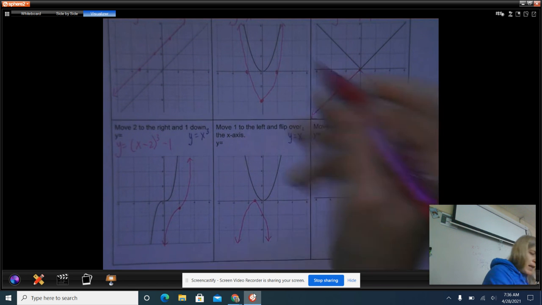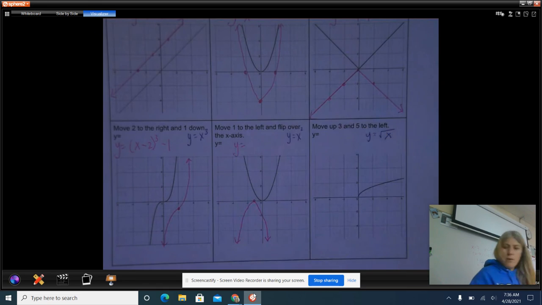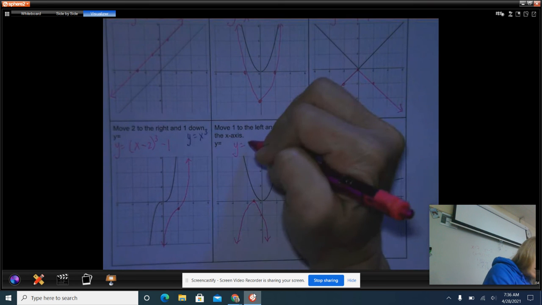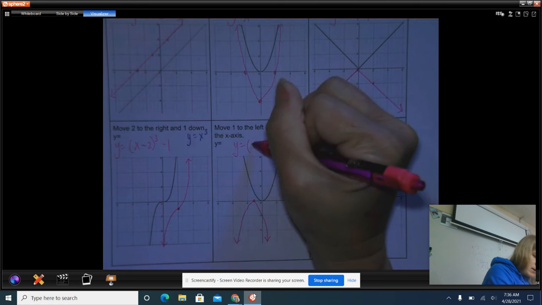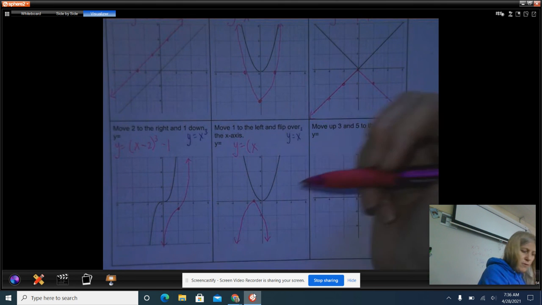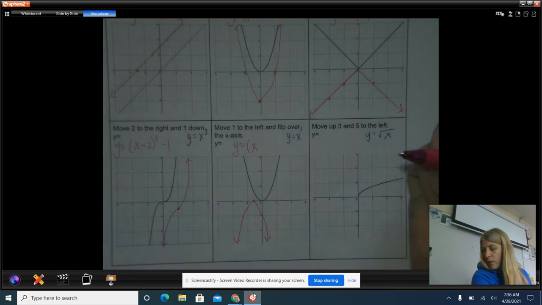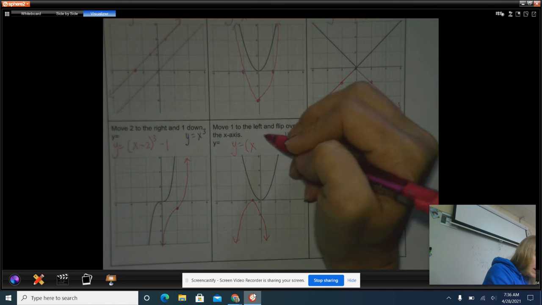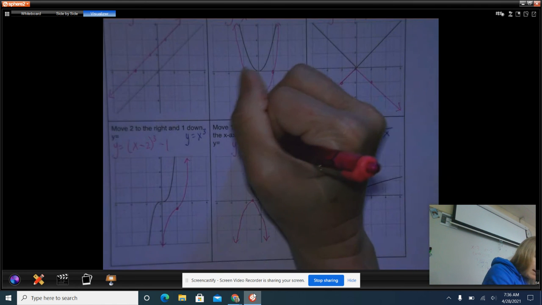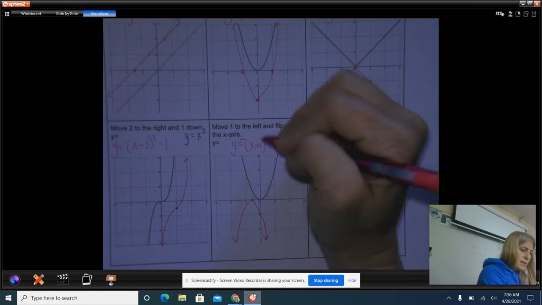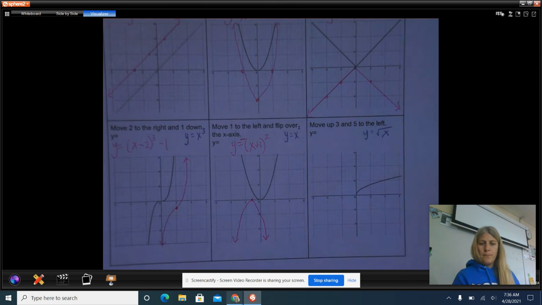Okay, so as we're looking at our y is equal to, our 1 to the left is inside our set of parentheses. So that's going to be our x, and we're moving 1 to the left. So our 1 to the left is going to be plus 1, and then we're flipping it, and so that flip is actually going to be a negative outside our set of parentheses, and don't forget your square.